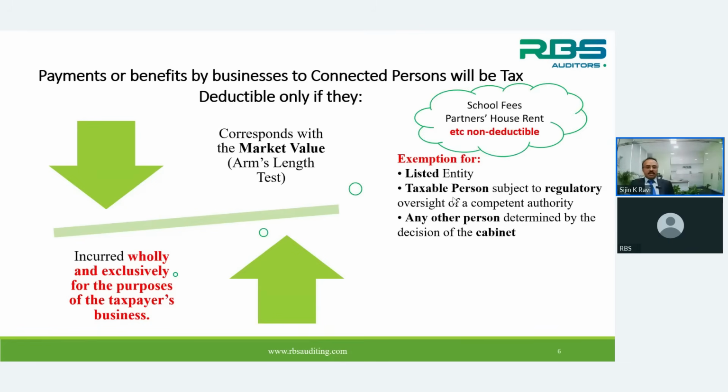So, for example, if school fees or a partner's house rent, etc., are debited in your P&L, then it is not treated as a business purpose. It is not used exclusively for business purposes. In that case, those expenses will be part of payments to the connected person. You have to add back those payments and see how much payment has been given to the connected person.